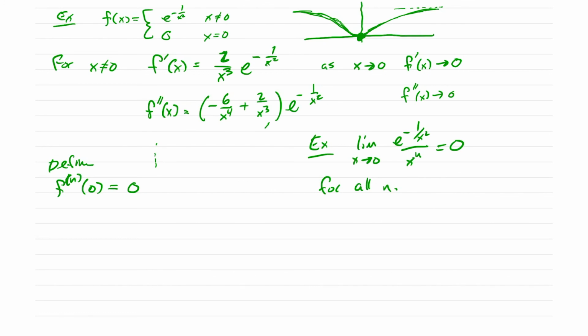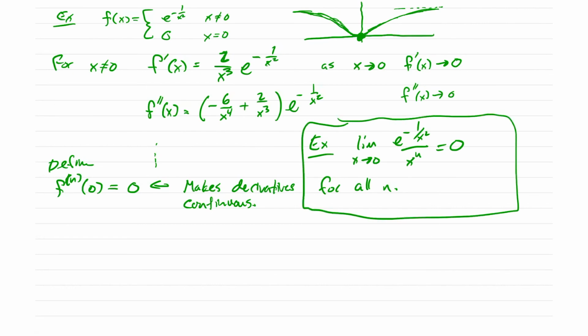Okay, so that's what you get. We're going to end up having a whole bunch of reciprocals of powers of x times this exponential here, and this makes each of these derivatives continuous. You can verify that continuity by proving that exercise.